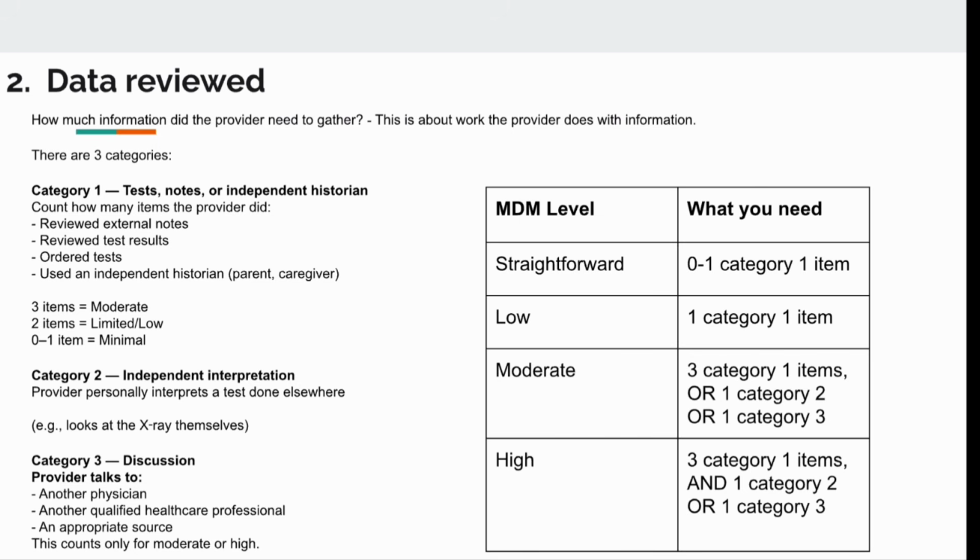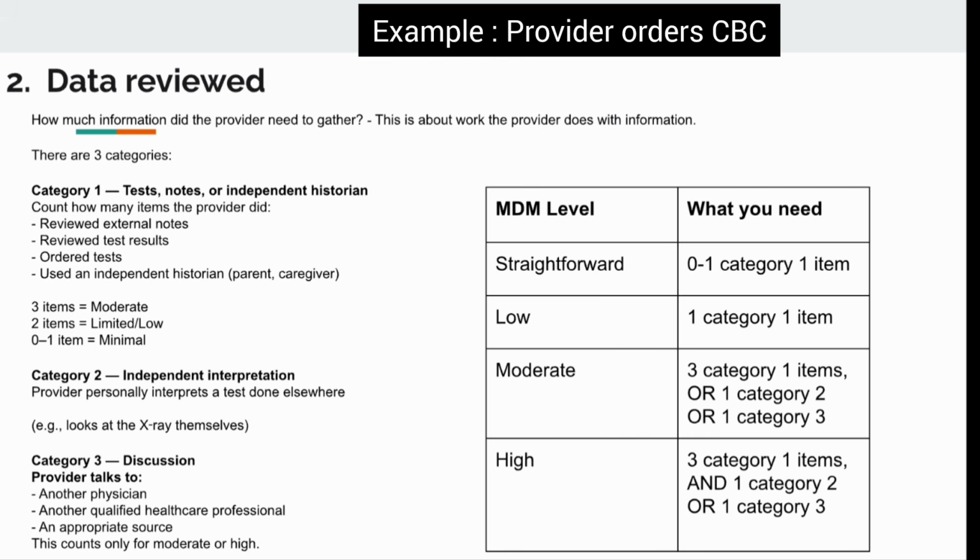Okay, let us look at an example. For example, the provider orders CBC. So it is a complete blood count test, right? It is one test. So if there is one category 1 item, that is an ordered test, it is under category 1, right? So if there is one category 1 item, then our MDM is low for this data reviewed element. Okay. We'll see another example.